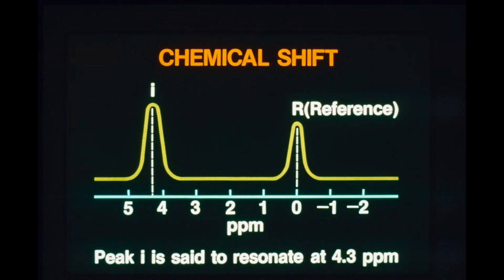Thus, when we talk about spectra, we may say, for example, that peak I is 4.3 ppm downfield from the standard reference, which we set to 0. Everything in NMR is done relative. There is no overall absolute scale that we use when defining spectra.